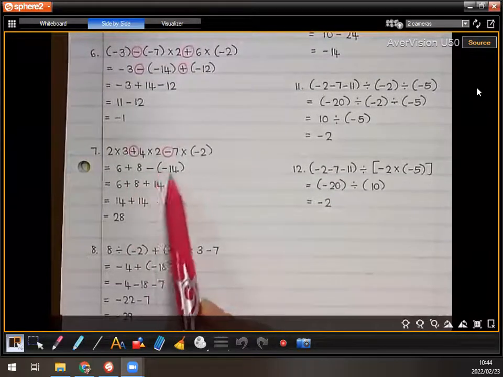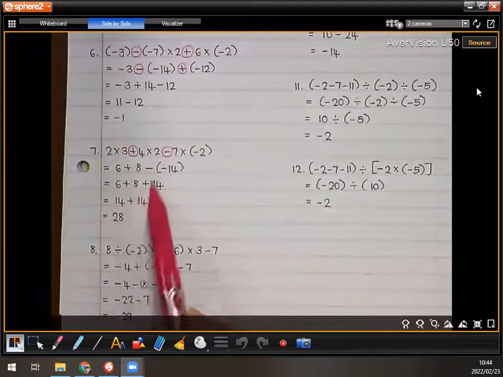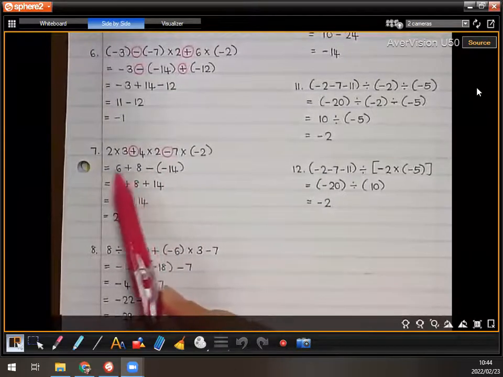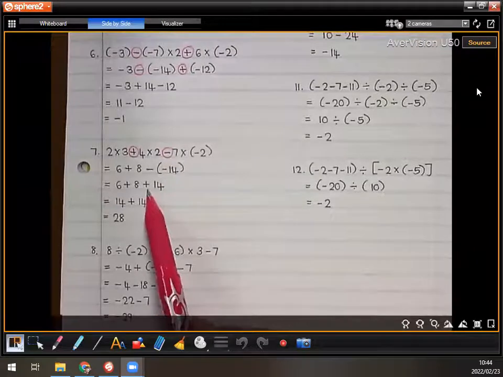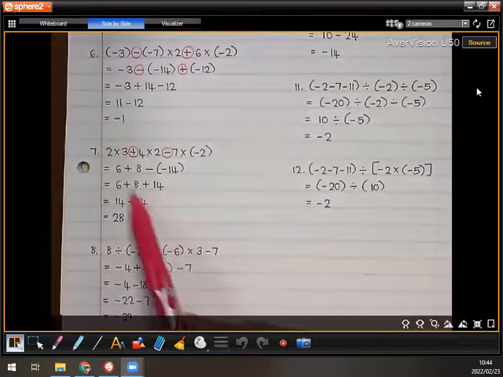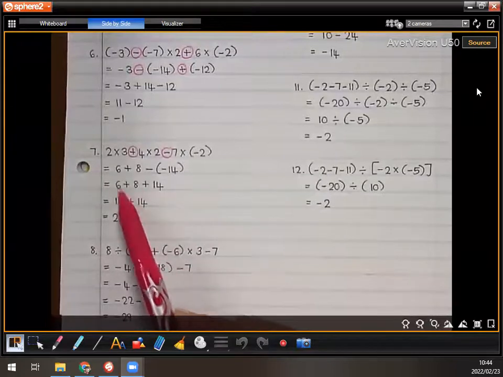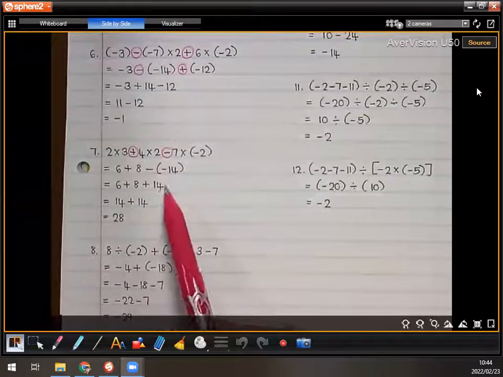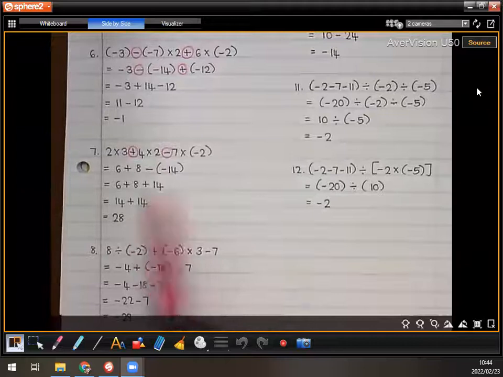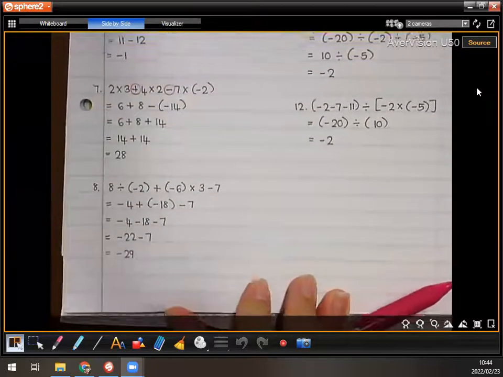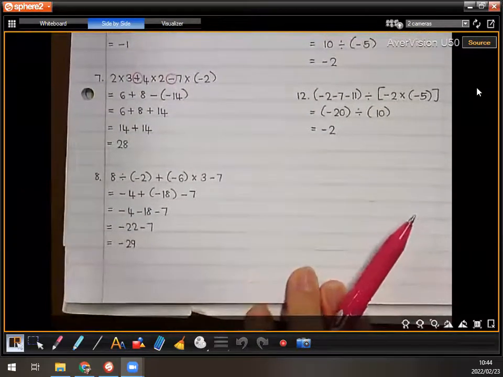Okay. Now we're getting rid of these brackets. Doesn't have brackets there, so you write that. A negative times a negative is a positive. Again, I listed the first two numbers and then the third one, but you don't have to do it like that. But 6 plus 8 is 14, right? Plus 14, so that's 28. Okay, so that's basically how you have to do it every time.